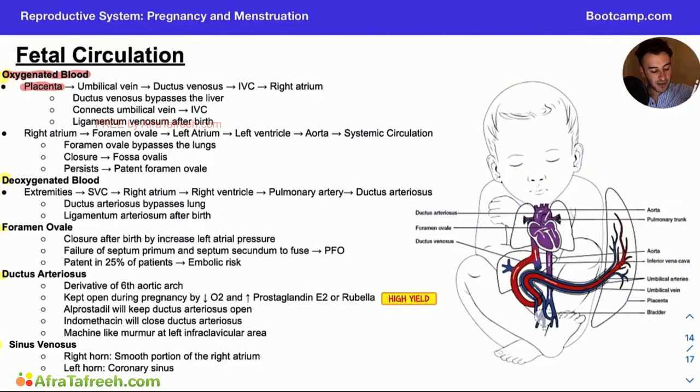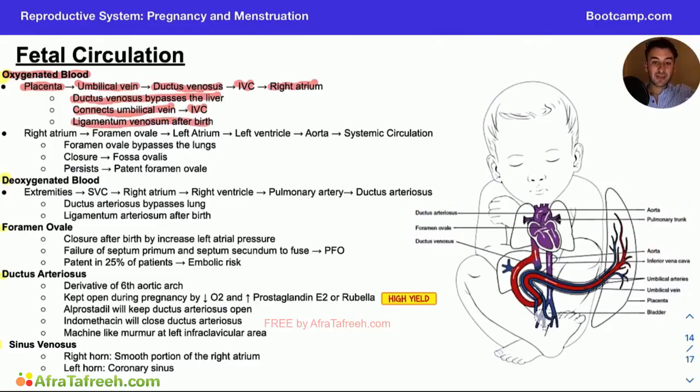So if we review what happened here, we went from placenta, through the umbilical vein, up through the ductus venosus, right by the liver, where we met the IVC, and then went to the right atrium. And we talked about the fact that our ductus venosus goes right by the liver, connects with our umbilical vein, and goes to the IVC. And this ductus venosus is going to be called the ligamentum venosum after birth.